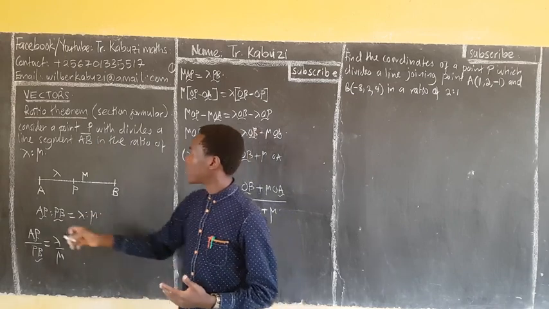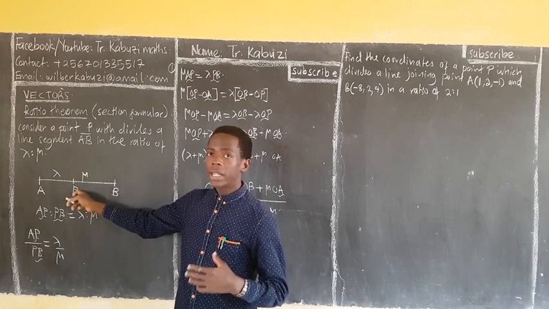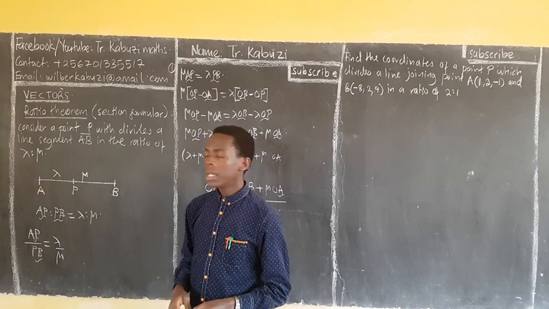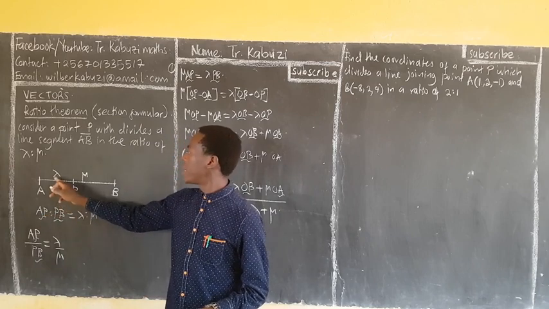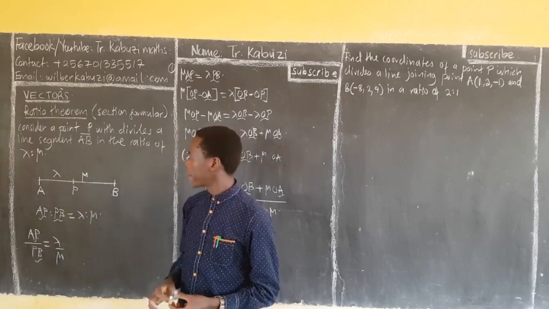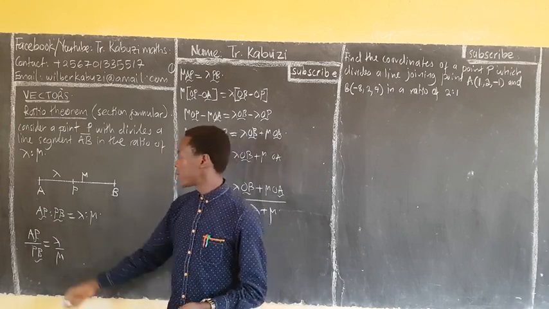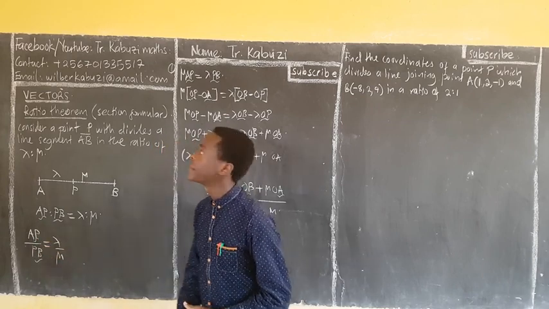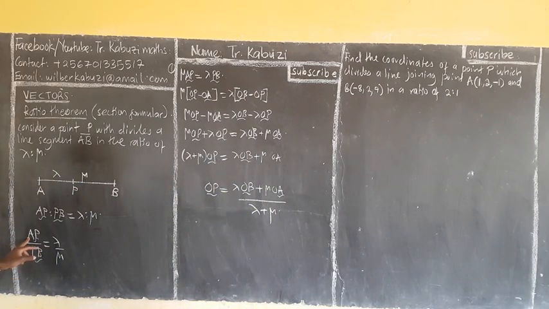So I have a line segment AB. Now I have a point P which divides it in the ratio of lambda to mu. So that means that the ratio of AP to PB is lambda to mu. Meaning that we can always convert ratios into fractions. So if I convert it as a fraction like that, then I cross multiply. Cross multiplying, I have mu times AP equaling lambda times PB.